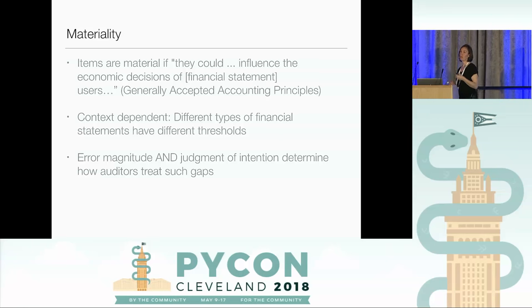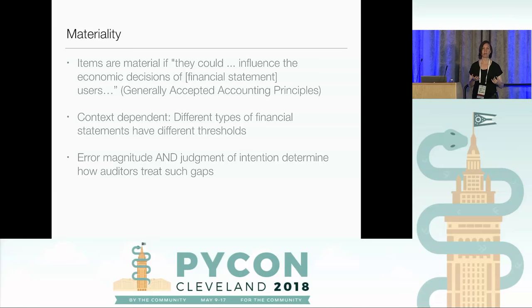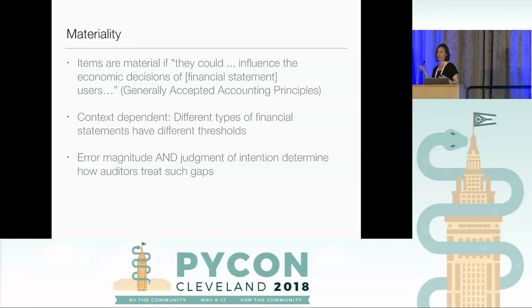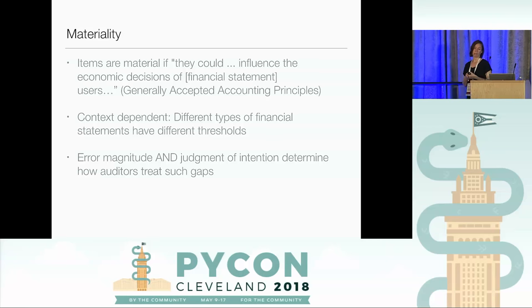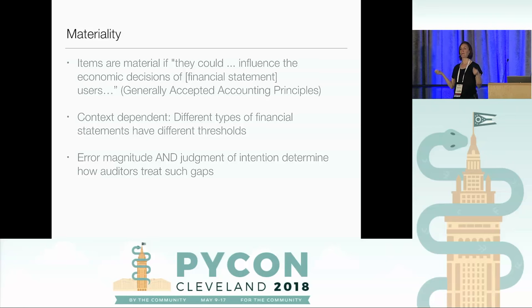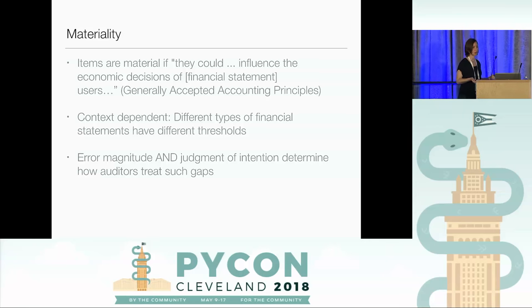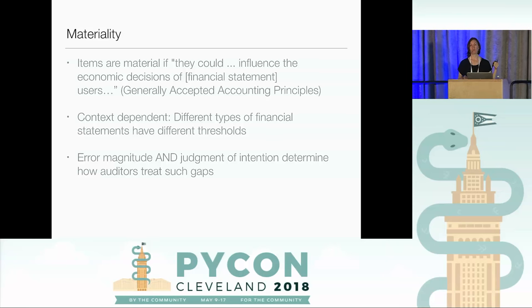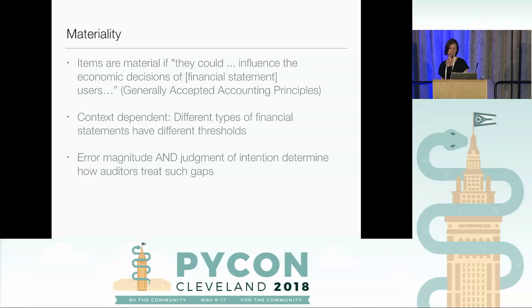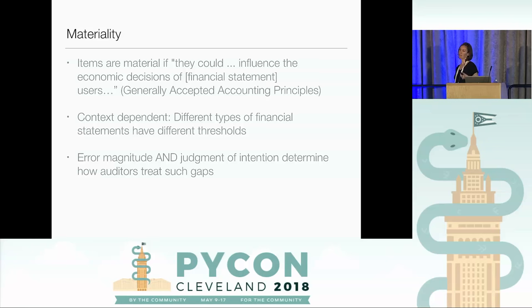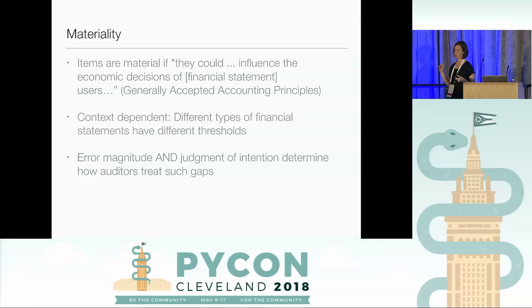And those thresholds are things that you'll need to work out with your business. I can't tell you what the threshold should be. That's going to depend on your legal and accounting departments. But the important thing here is that error magnitude, the magnitude of error that's acceptable, and the judgment of the intention, whether we can prove that there's actually malicious intent behind a gap in data, determine how auditors will treat it when they see a gap in your records. The main idea here is that trivial matters are actually to be disregarded even in financial reporting.